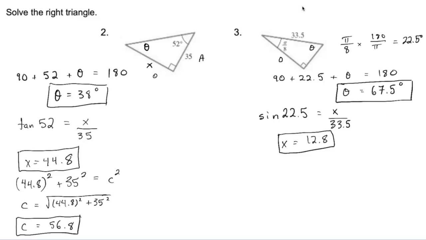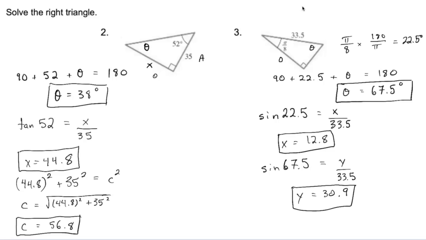The reason why I'm using sine there is because now I'm going to do sine of 67.5. And again, opposite over hypotenuse. Now I'm going to call it y over 33.5. I won't get the same result. 33.5 times sine of 67.5 is going to get me a result, y equaling 30.9 units in length. Sorry, we're not talking about the angle anymore.